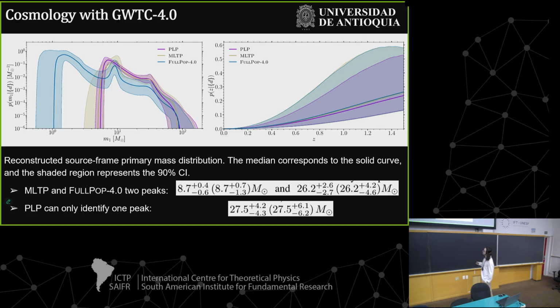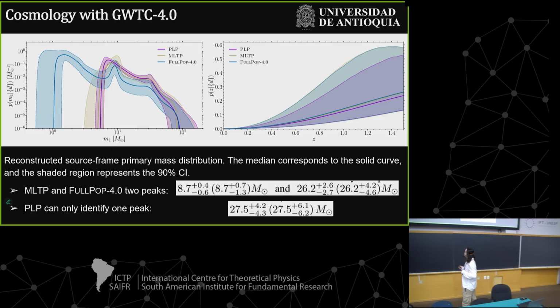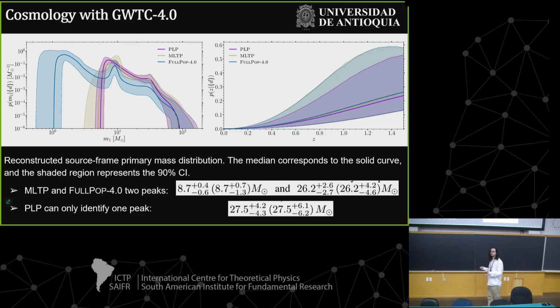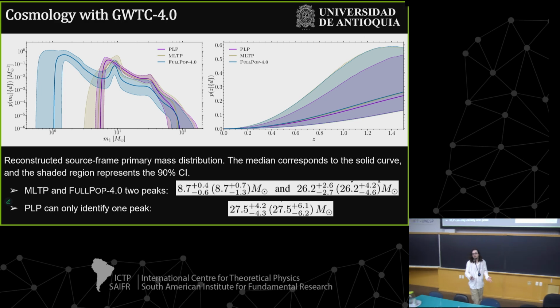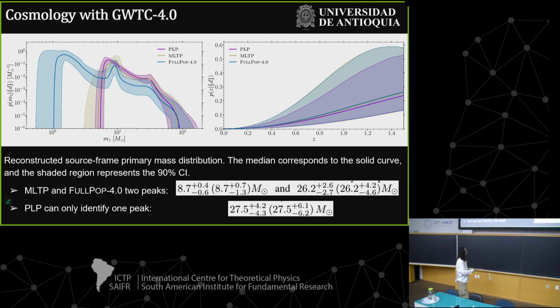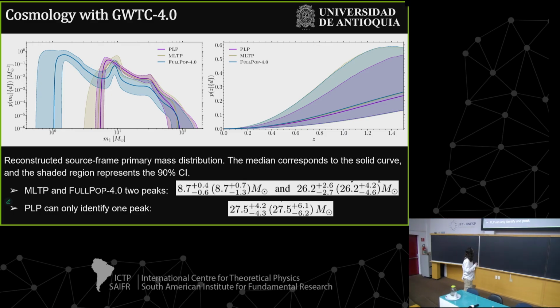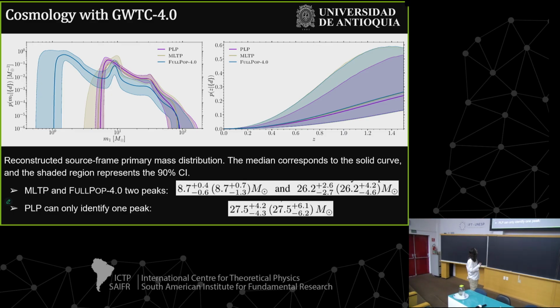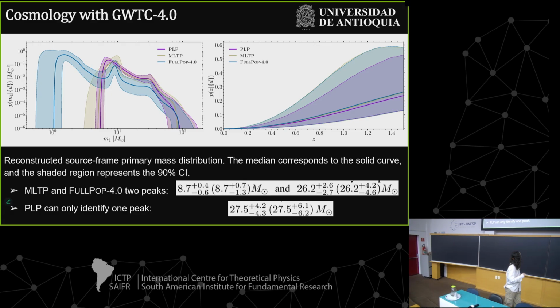But when you use the power law plus peak model, you can only identify 1 peak because that's how the model is built, basically. So you cannot do more than that. So in that case, you get a peak which is close to this second peak in the other distributions. So that's basically the idea here. So 1 peak is around here for the multi-peak and the full pop, and the other peak is here, which is also captured by the power law plus peak model.